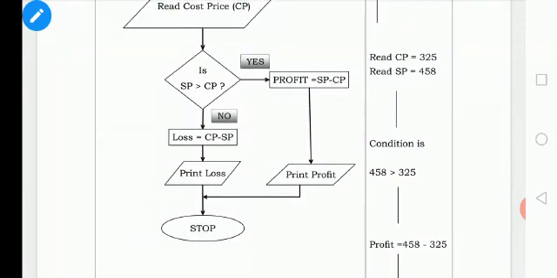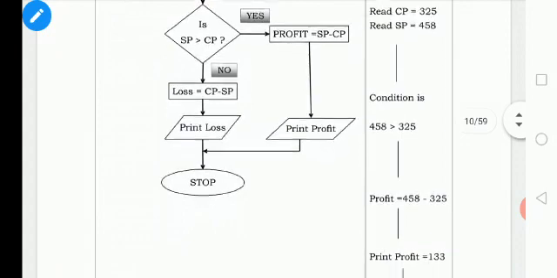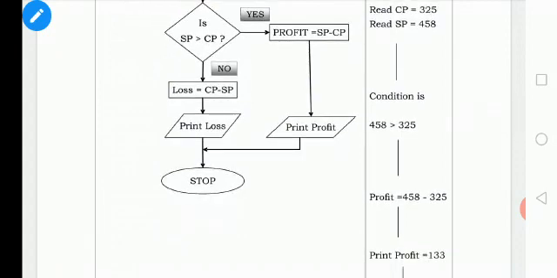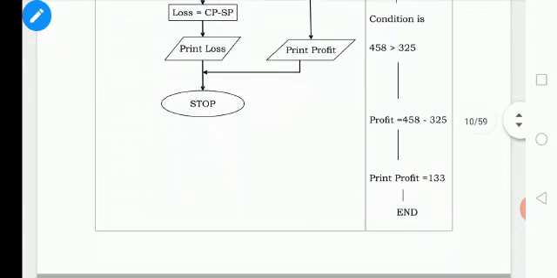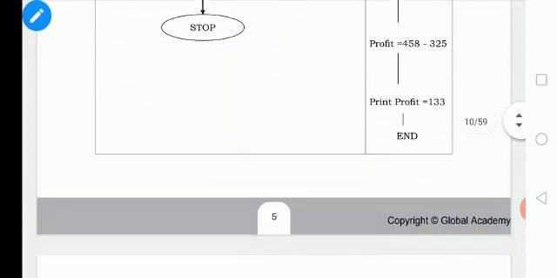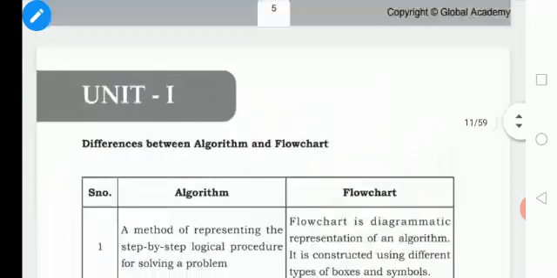If it is yes, it flows to the right side. If it is no, it comes down. Profit equals SP minus CP. Loss equals CP minus SP. So what do we have to print finally? If it is a loss, we print loss. If it is profit, we print it is profit. Then we stop the process. This is one example for that.